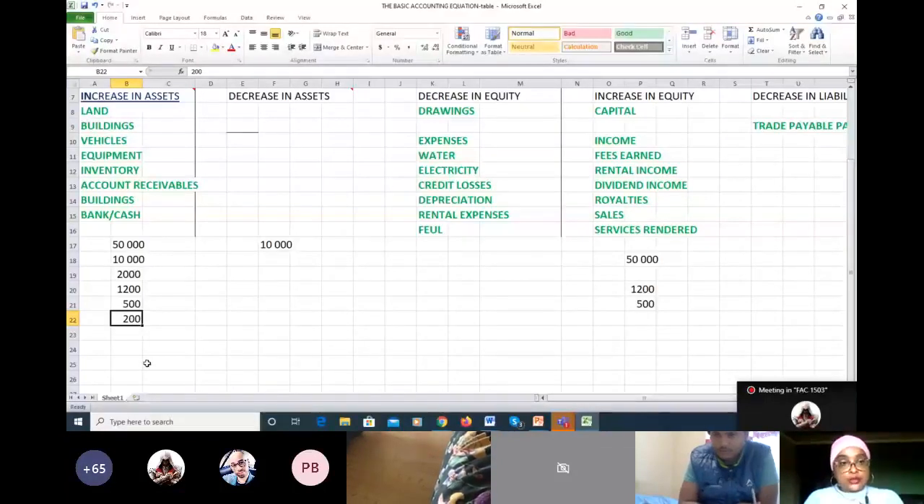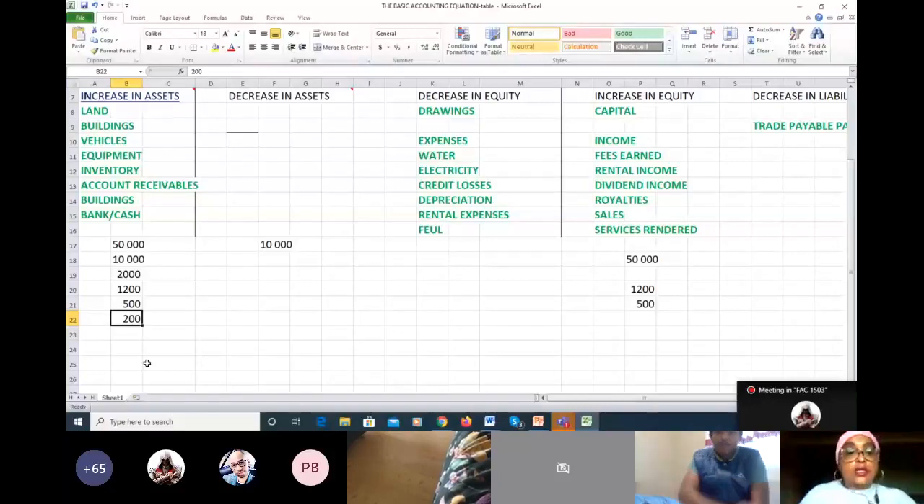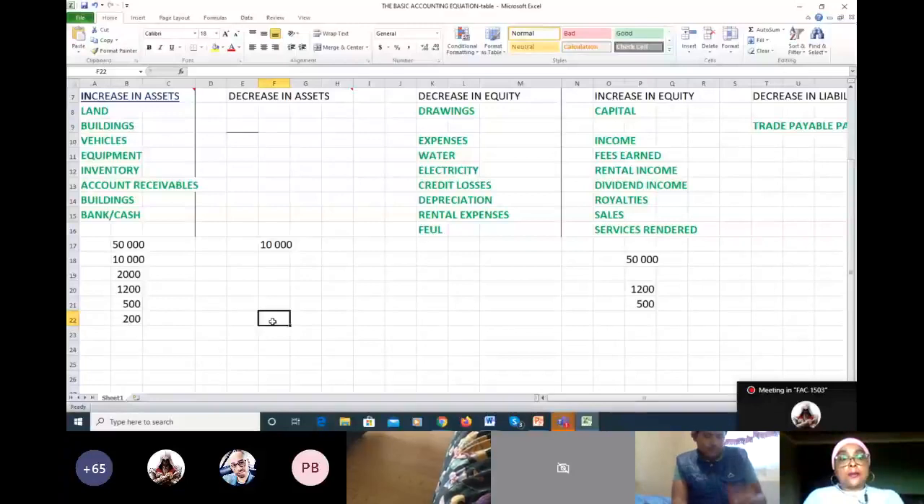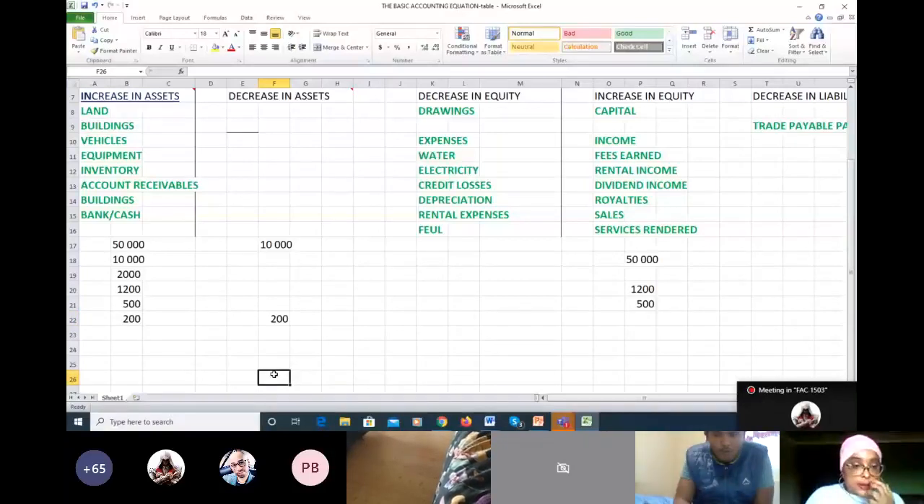The 200 Rand that Mrs. Jones gave me. But I also need to decrease Mrs. Jones' account. I'm going to decrease Mrs. Jones' account because she now owes me much less money. If you look at the effect of it, okay, I just want to show you this one. Let's just highlight that one, Mrs. Jones' account.